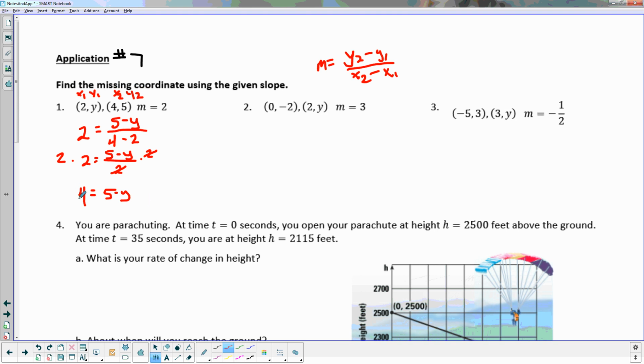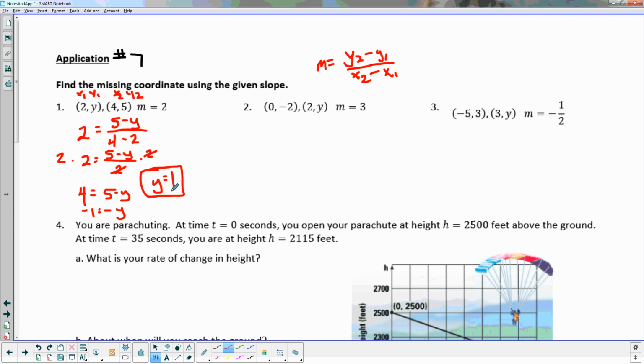Next thing I can do is subtract 5 from both sides. Subtracting 5 is going to give me negative 1 equals negative y. And again, what does that mean when a negative equals a negative variable? One thing I can do is divide by negative 1 on both sides, or just know that if negative y equals negative 1, then y has to equal positive 1.